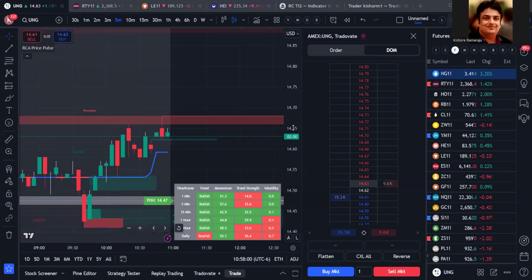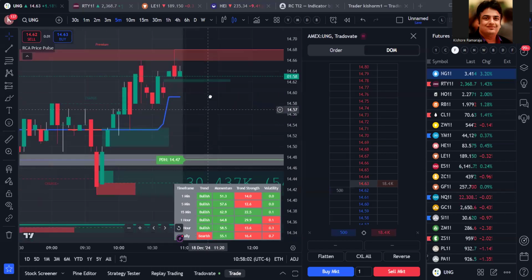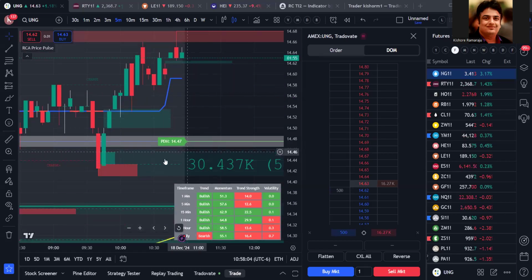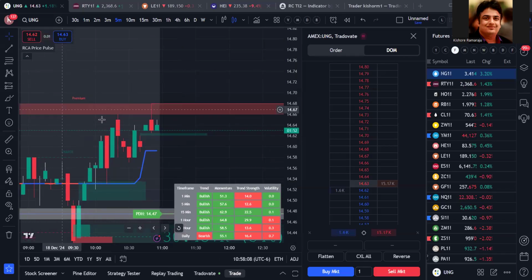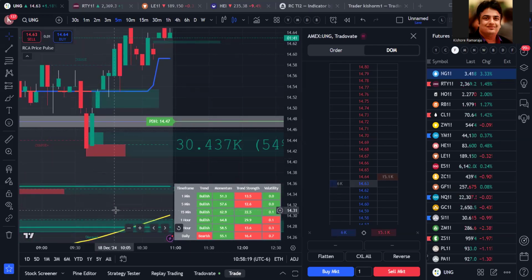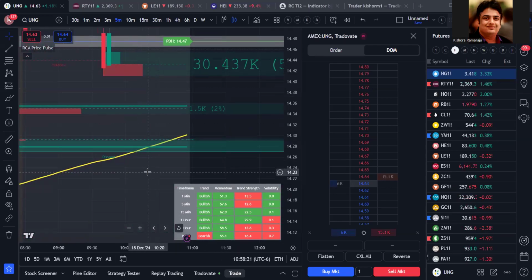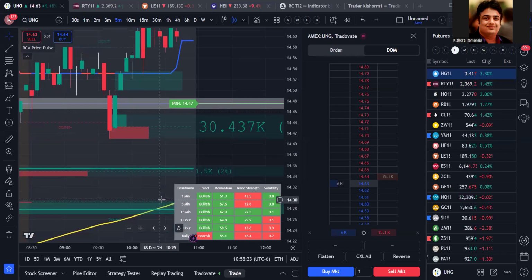So in that way, it's always right. Your simple rule: discount zone plus buy order block, premium zone plus sell order block. If you see that, that is the best opportunity. If you just have a premium without a sell order block, or if you just have a discount without a buy order block, there is a possibility price can drop further.